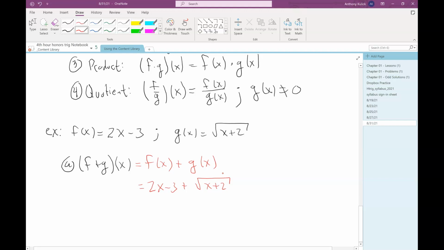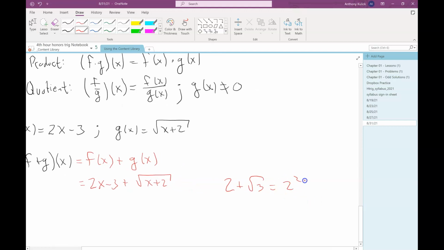In this case, what can I do? Can I square the square root of x plus 2 and 2x minus 3 to get the square root out of there? Definitely can't do that. That would be like saying that 2 plus the square root of 3 is equal to 2 squared plus the square root of 3 squared. And that's not true.